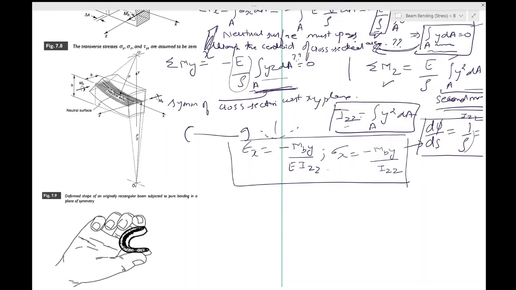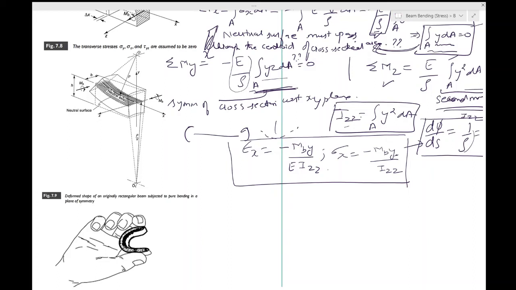Again we note that the stress distribution is linear. You can see that it's linear in y, and from 7.16 that the fibers on the top surface are in compression while the fibers on the bottom surface are in tension. So we have already seen that. This just verifies those observations.